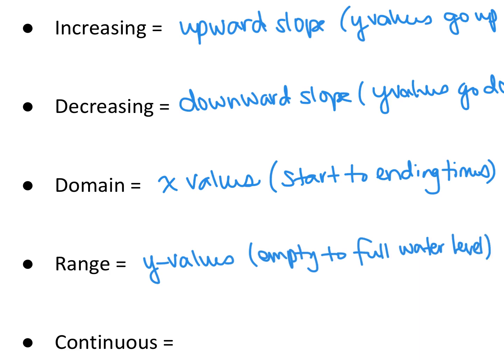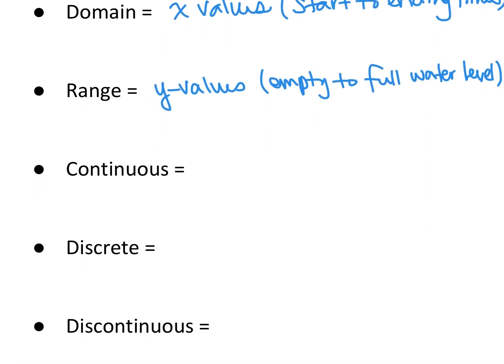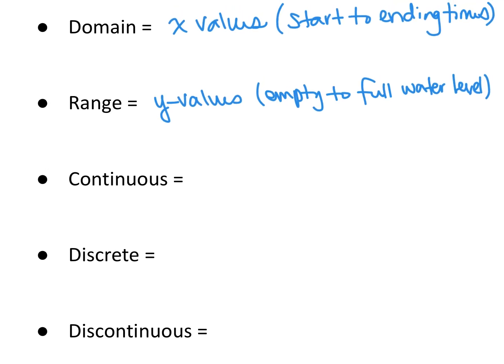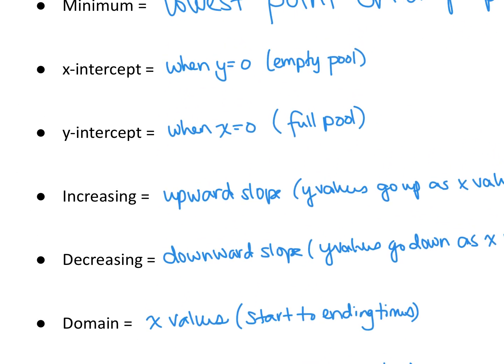Okay. All right, looks like we've got 3 more. Let's look back at the graph and see if we can see places where it's continuous, discrete, or discontinuous.